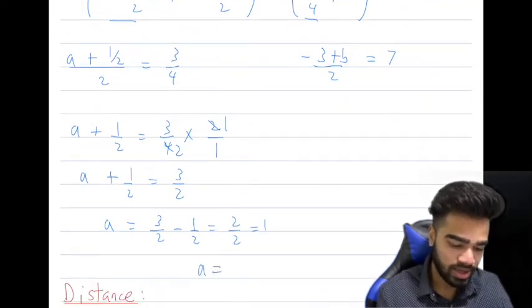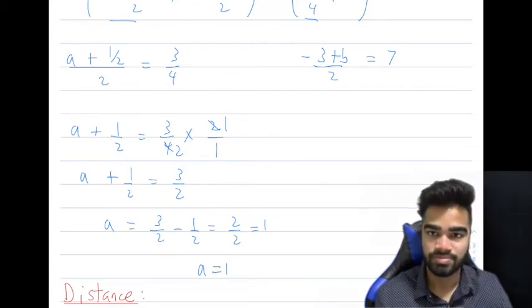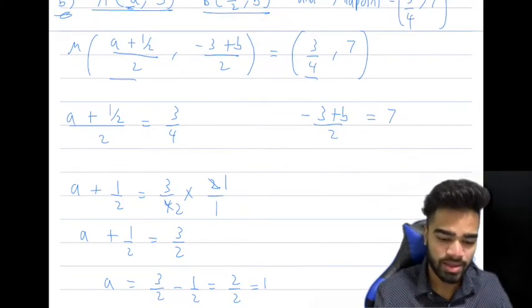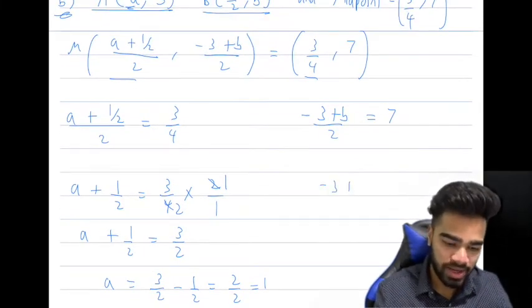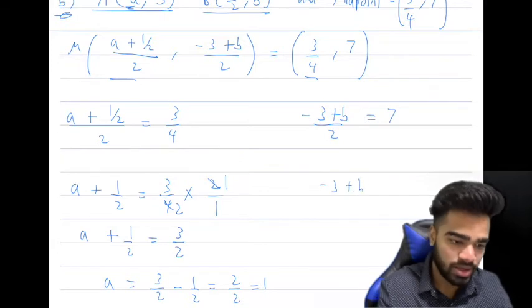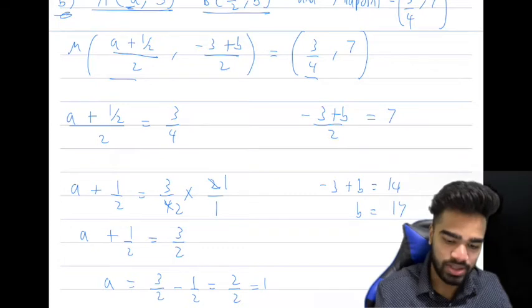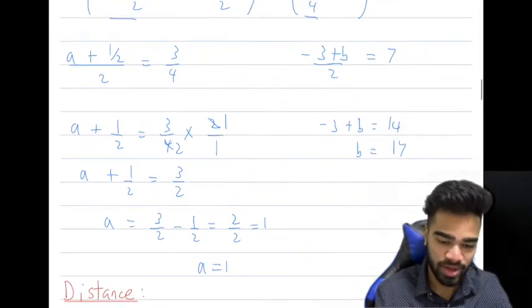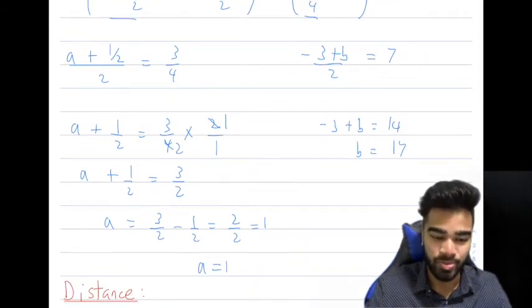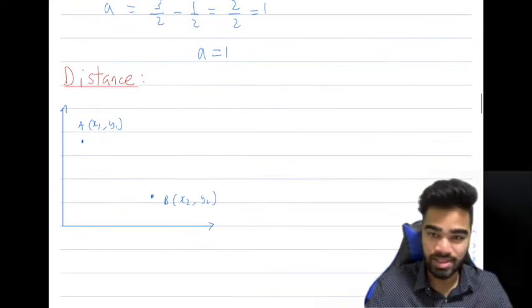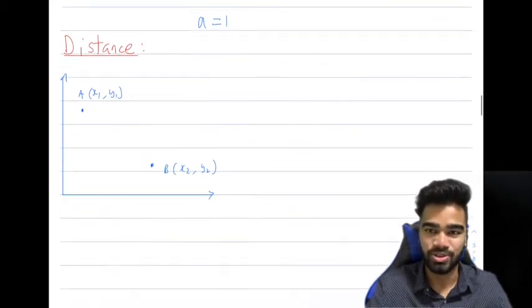So we can say a is equal to 1. Okay, so it's a bit of algebra, that's all. This one's easy though. You can say negative 3 plus b, if I multiply by 2, is 14. B is equal to 17. That's it. That's your answer. So a is 1, b is 17. Hope you got those right. Okay. So that's midpoint done, guys. It's really simple. Nothing too complicated here.